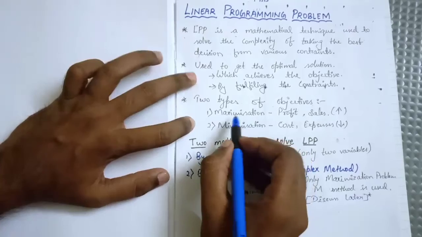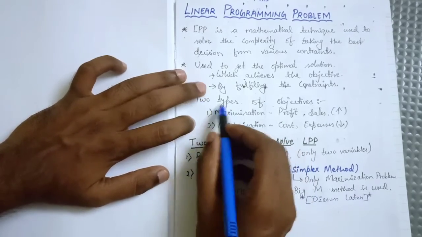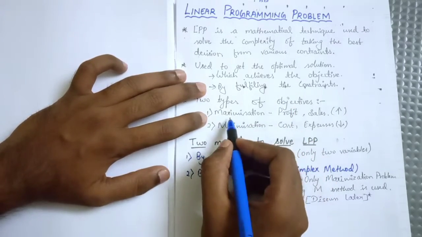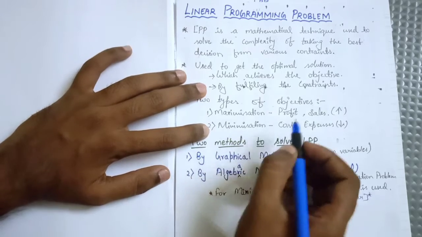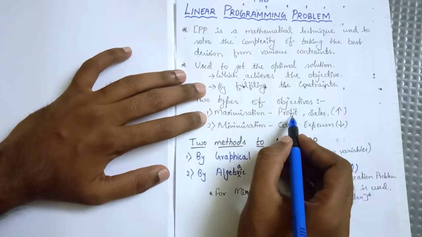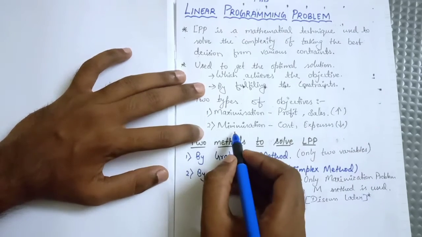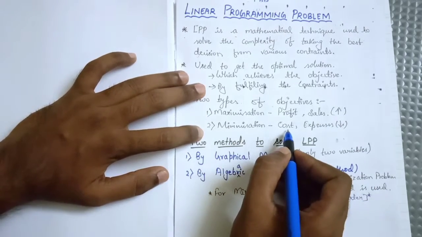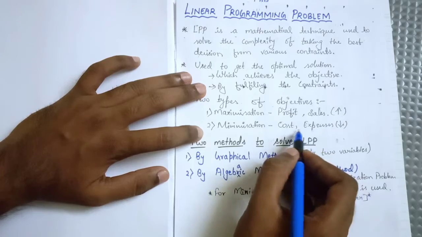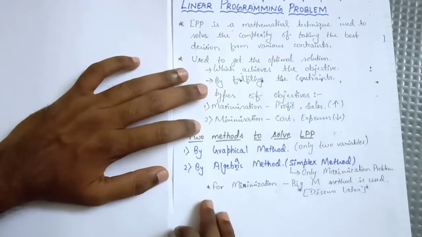There are two types of objective. First is maximization and second is minimization. Maximization is used to increase the profit and sales of the company, and minimization basically helps to reduce the cost and expenses of the company.